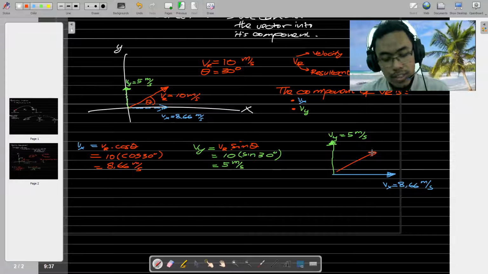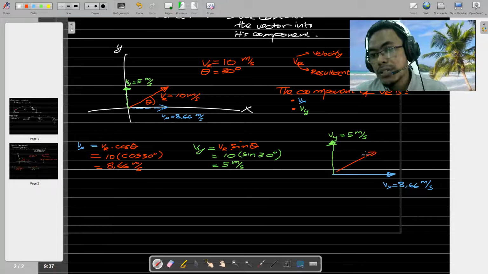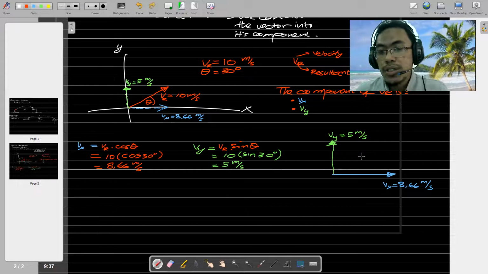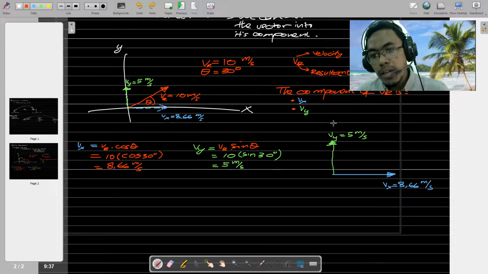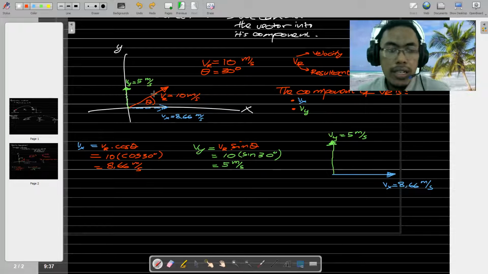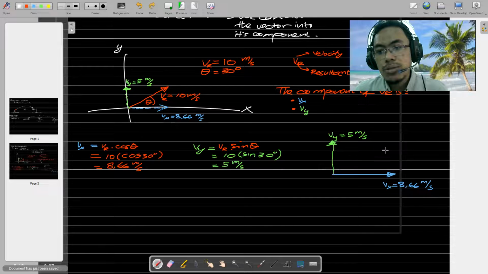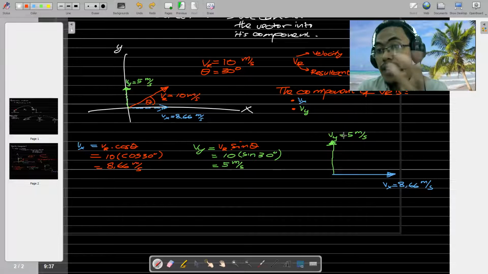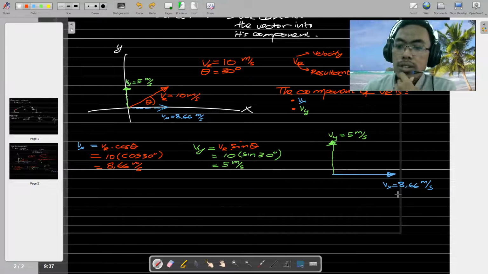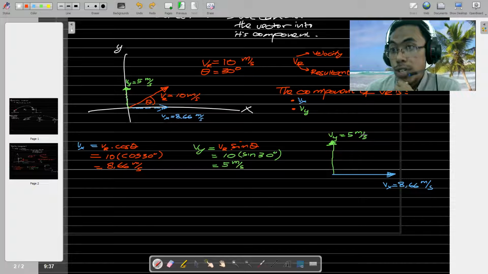And I will not draw this one, the reason is because it has been decomposed into the components. Jadi kenapa kok di gambar yang ini saya tidak menggambar yang warna merah ini ya? Saya tidak menggambar yang warna merah ini karena sudah kita pecah menjadi komponen-komponennya, yaitu di sumbu X dan di sumbu Y.